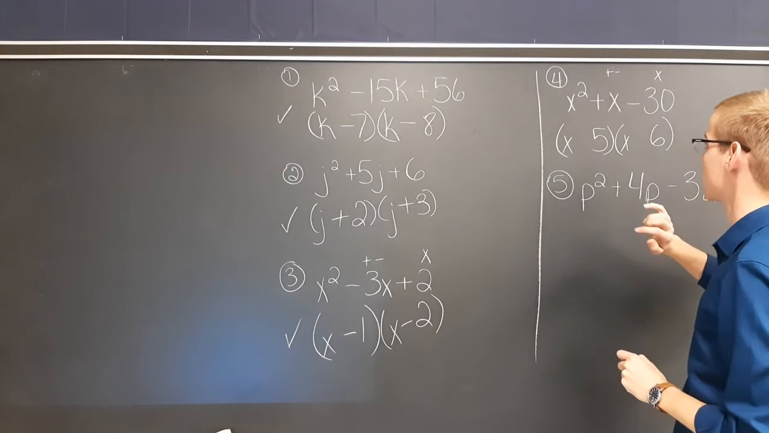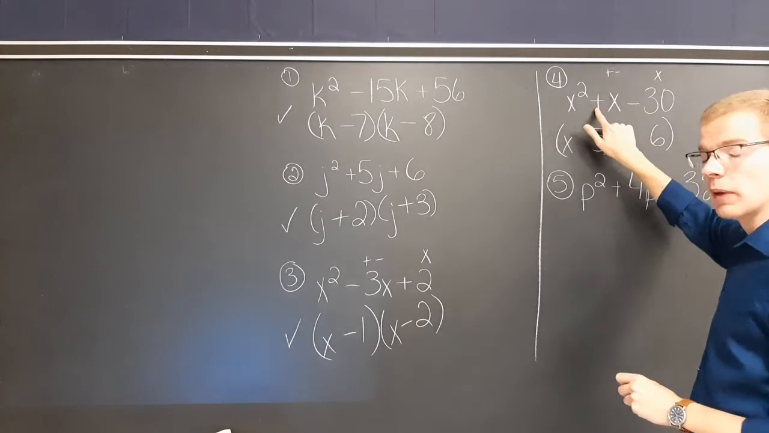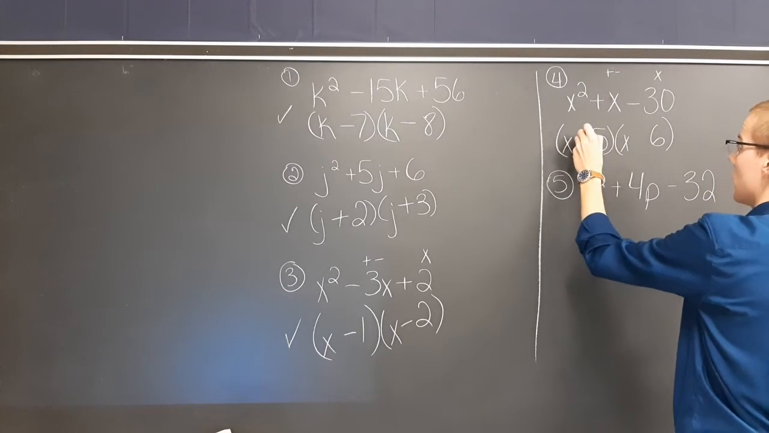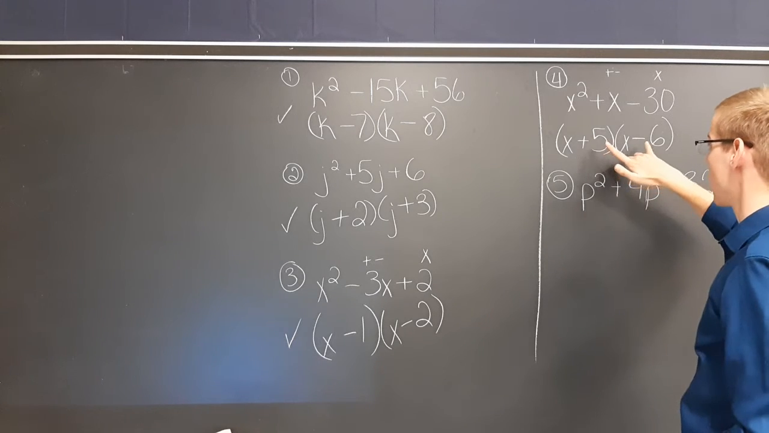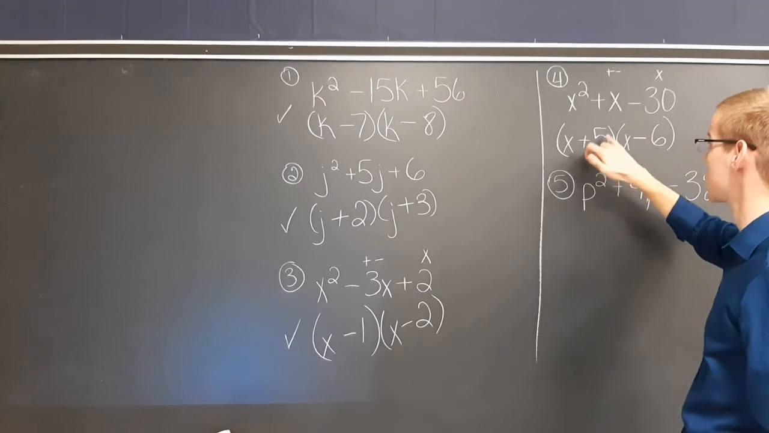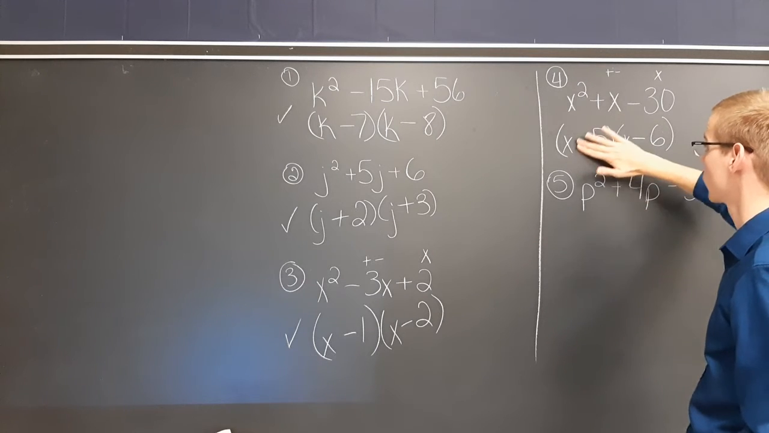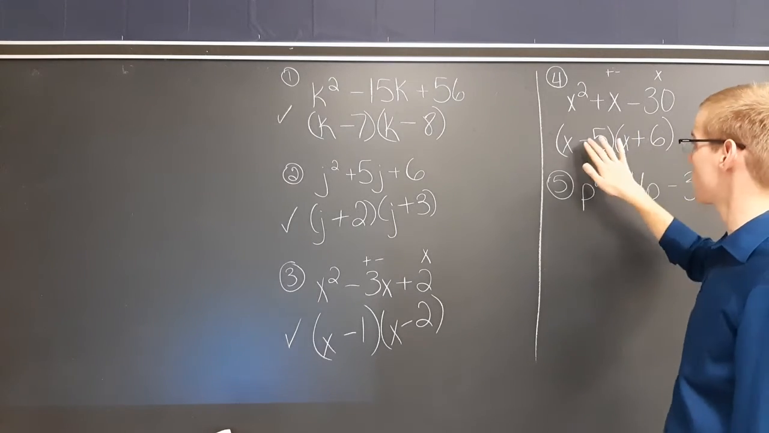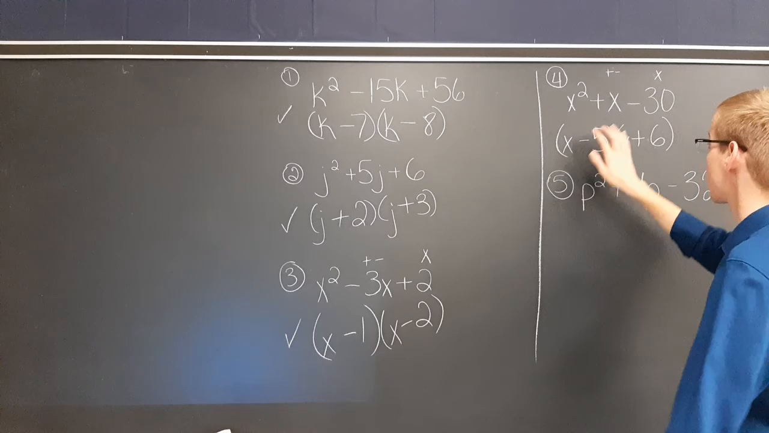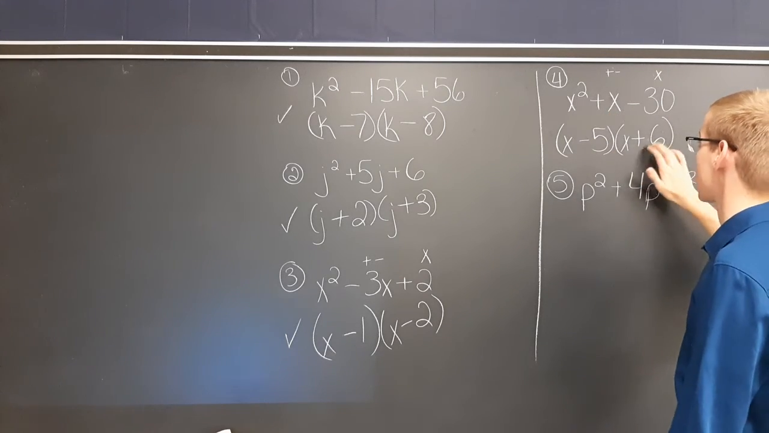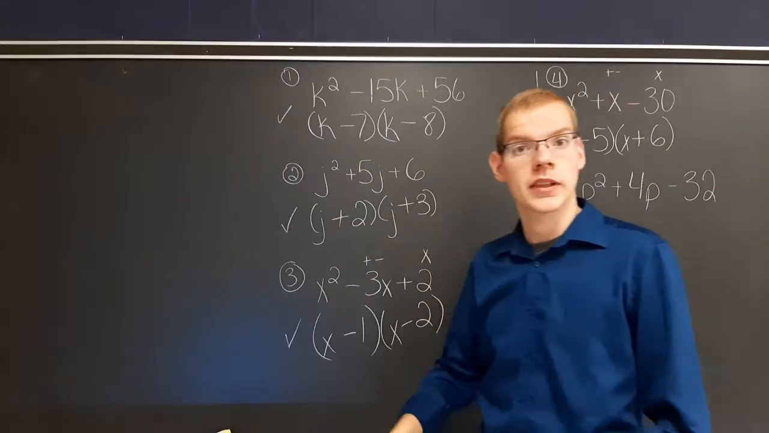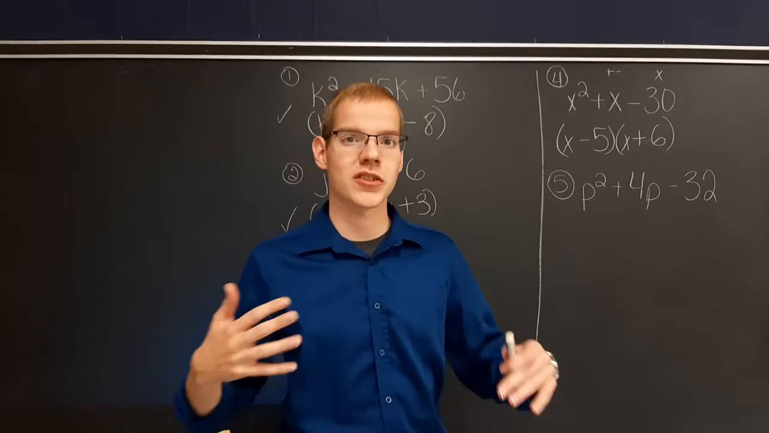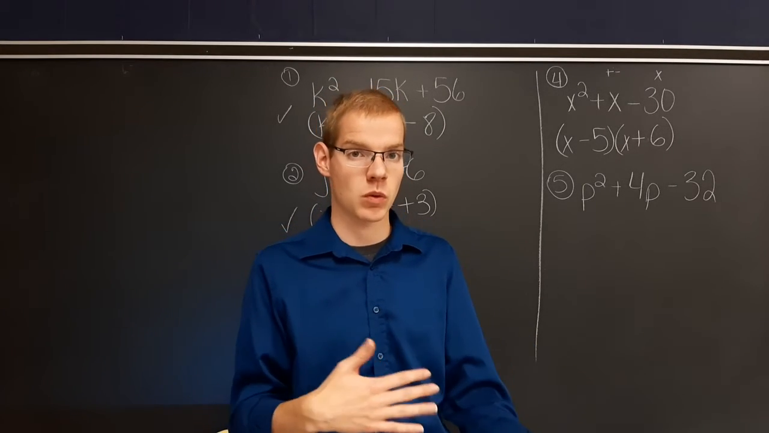So one has to be a negative, because this is negative. But what would make it a positive, adding and subtracting? If we would do this, that would make negative 6 plus 5 a negative 1, so that doesn't work. If we do 6 minus 5, that is a positive 1, so that should work there. Negative 5 times 6 is a negative 30. Perfect. And that works. So make sure they work both ways, not just one way, because you could have 15 and 2, but that doesn't equal 1.